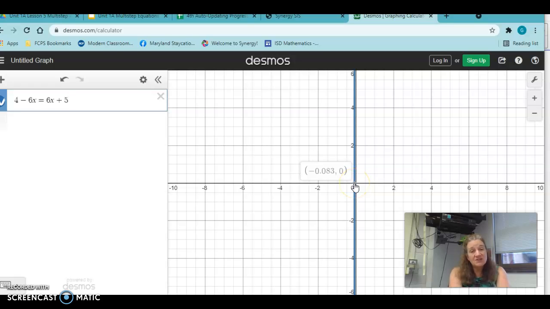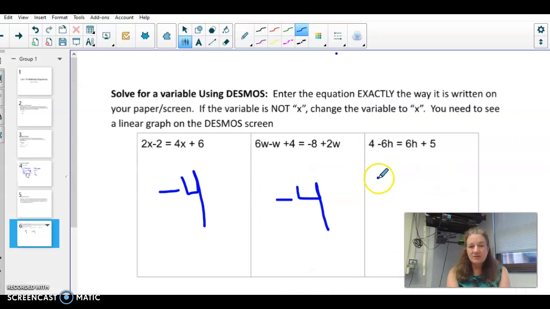It's a funky answer, but that's a legit answer. Negative 0.083. Okay, it can be a decimal. Decimals are numbers too. Didn't have to do the math on that one. Thank goodness. That would have been pretty ugly. I just used Desmos, and I got my answer.